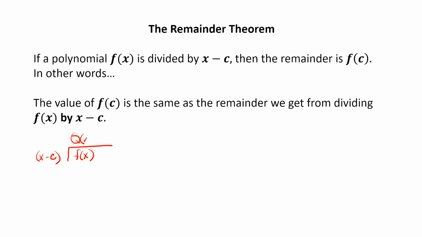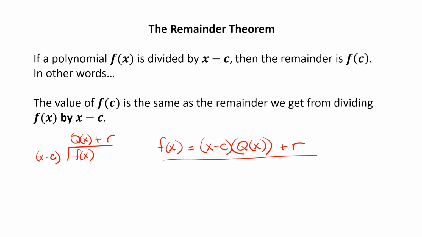you're going to get a quotient and a remainder. We know that the dividend is equal to the divisor times the quotient plus the remainder. F of x equals the divisor times the quotient plus whatever the remainder is. So if this is equal to this, then f of c is equal to c minus c times the quotient plus the remainder. And so since c minus c is 0, we can see that f of c is equal to the remainder whenever you do this kind of division.